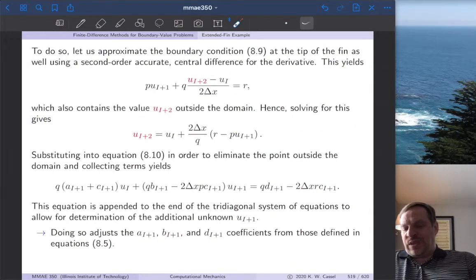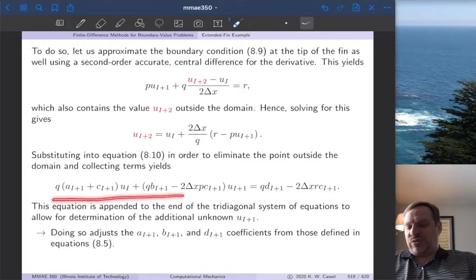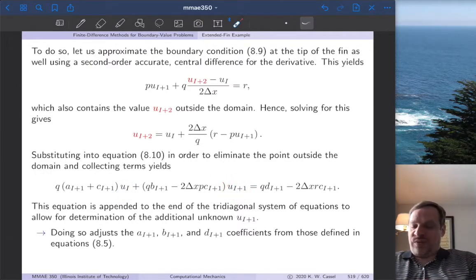When we do that, and we collect all the terms together, so everything times ui, everything times ui plus 1, everything that we know goes on the right-hand side, we get this expression right here. Now it looks complicated, but that's just because there's now more stuff times ui, more stuff times ui plus 1, and then more stuff that we know. But that's all it is.